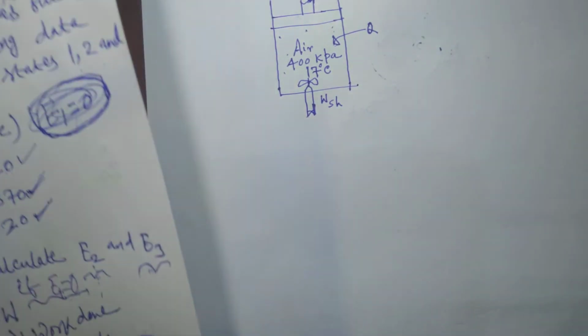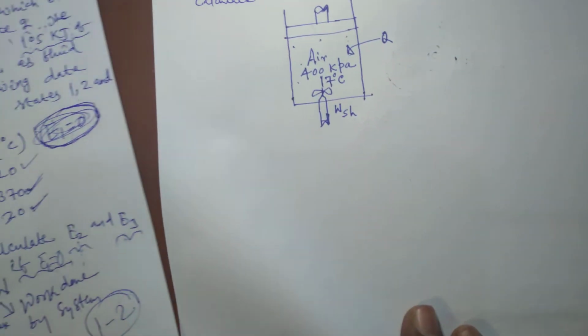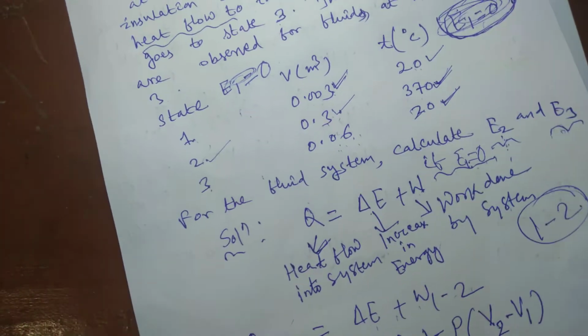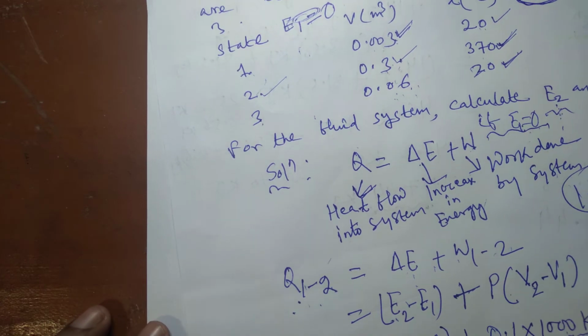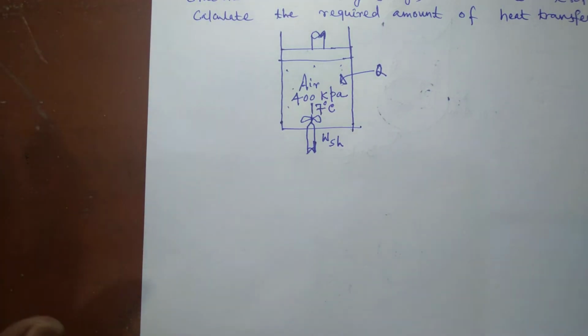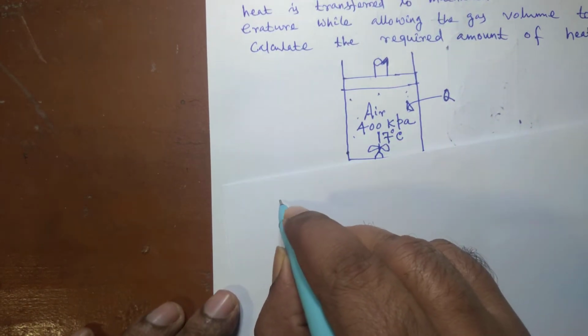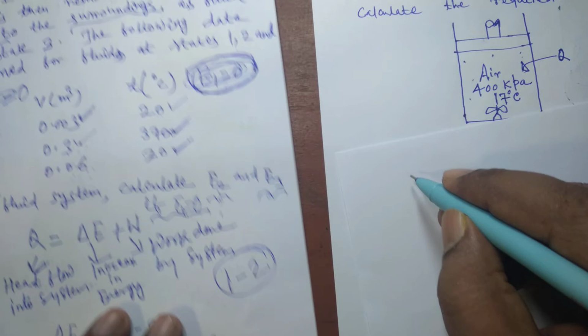So what will be the energy at state 3? How do we calculate the energy at state 3? Suppose we consider the process 2-3.